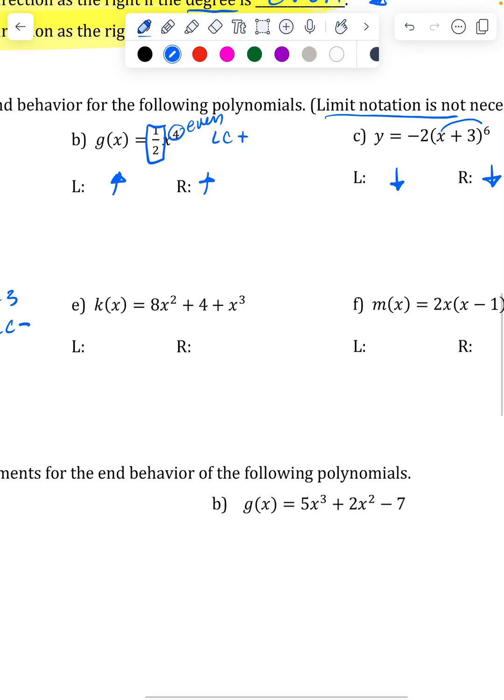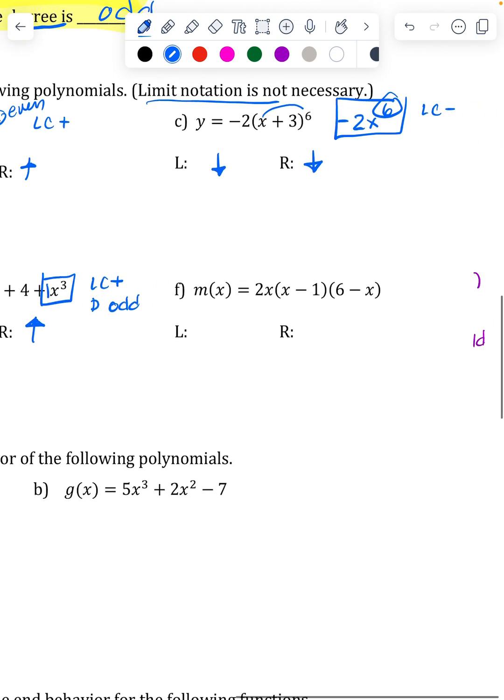Here you have to be careful too because this should be the leading term, because it has the highest degree. So my leading coefficient is positive, my degree is odd. So leading coefficient positive tells me the right end's going up, and my odd degree tells me the left end's doing the opposite. So make sure you look to see which of those terms has the highest power.